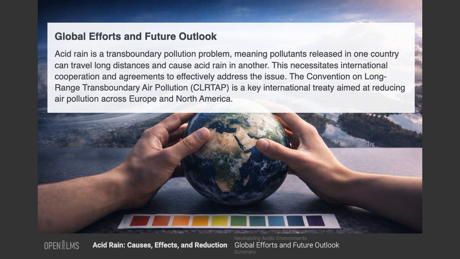Global efforts and future outlook. Acid rain is a transboundary pollution problem, meaning pollutants released in one country can travel long distances and cause acid rain in another. This necessitates international cooperation and agreements to effectively address the issue. The Convention on Long-Range Transboundary Air Pollution, CLRTAP, is a key international treaty aimed at reducing air pollution across Europe and North America.